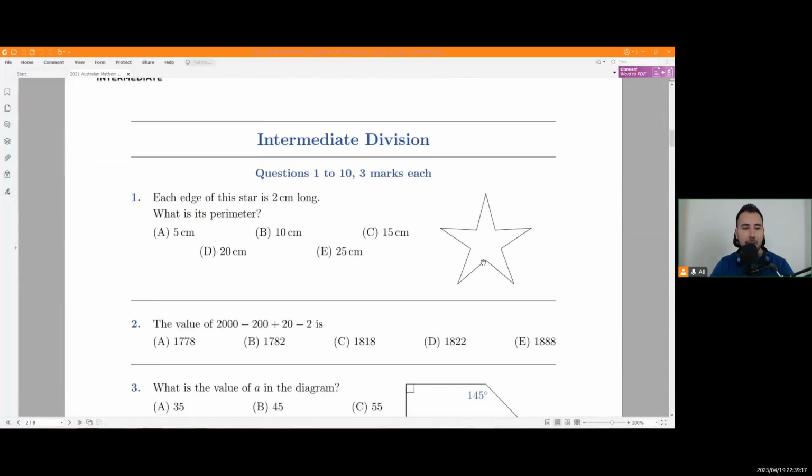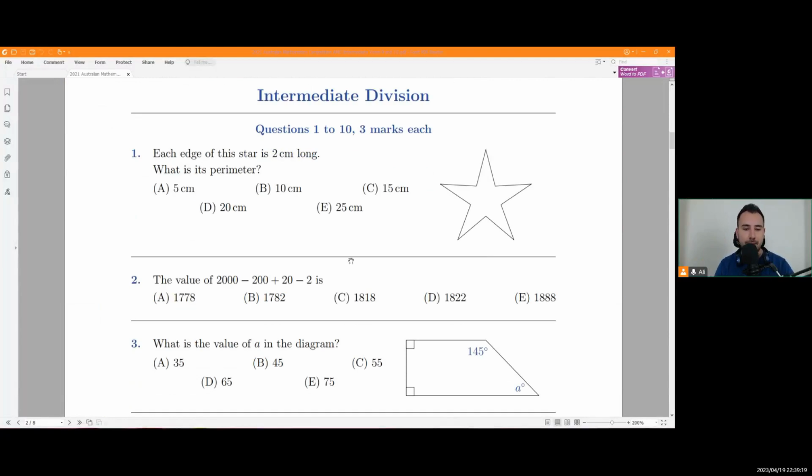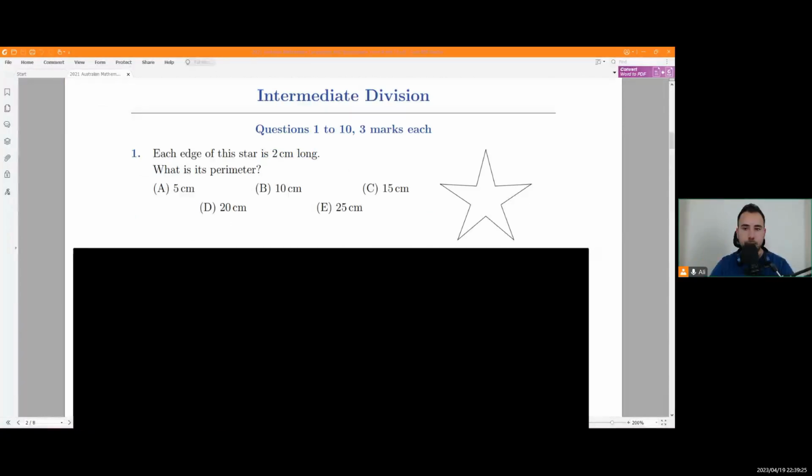Okay, so the first thing, question 1, let's start. This star over here has 10 edges and each edge is 2, and we know the meaning of perimeter. Perimeter is like how long the star is all the way around, and we have 10 of these obviously. So it's going to be 10 times 2, 20.